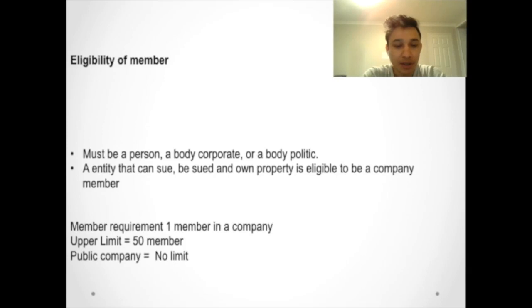Now, let us move to the next query regarding the required number of members. There is a minimum requirement of having one member in a company. In the case of proprietary companies, the upper limit is 50, and for public companies, there is no such limit. Thank you.